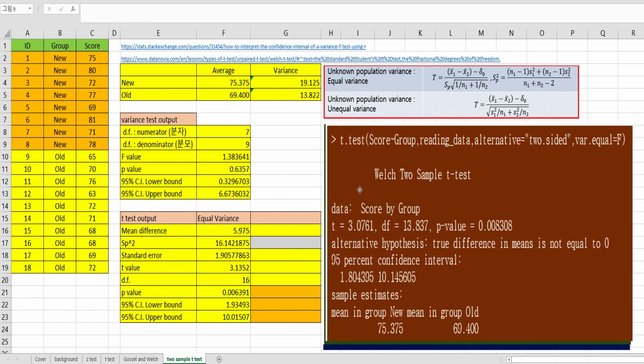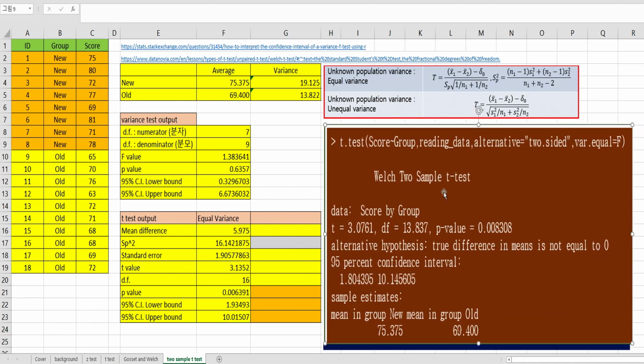Okay, let's move on to Welch's two-sample t-test. So if we specify the variance option as first, it means that if we see a smaller p-value than the 5% significance level, we can do the t-test by Welch's approach. So in this case, unequal variance. Mean difference is the same, and for standard error we can use this formula: square root of s1 squared over 8 plus s2 squared over 10 from the old group.